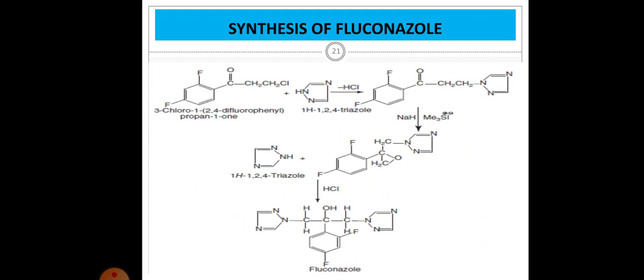generated which on further treatment with sodium hydride and trimethyl silane results in the formation of 1,2,4-difluorophenyl 3,1H-1,2,4 triazole 1-yl propane 1-one. This compound further on treatment with 1 more mole of 1H-1,2,4 triazole results in the condensation type of the reaction, which results in the formation of fluconazole.